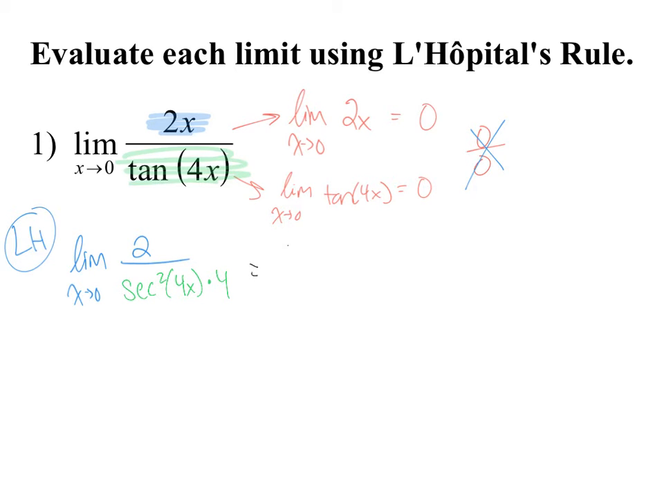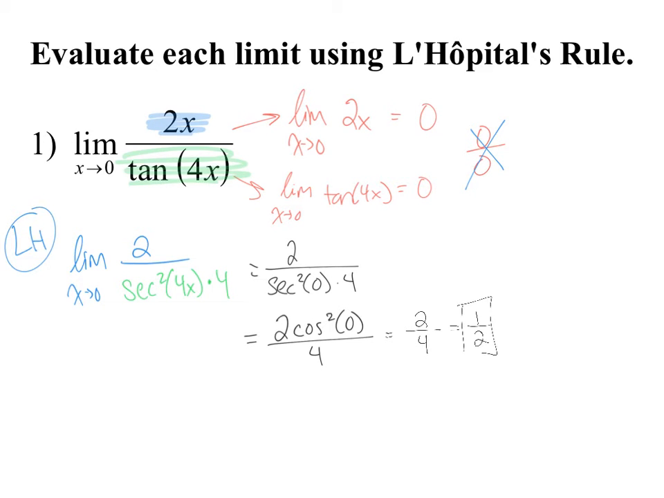So now we've got this new limit based on the derivatives, and if we were to plug in 0, we'll keep a 2 up top because there's no zeros, and we're going to have 4 times 0 inside of the secant. So now we need to think about, well, what is secant really? That's 1 over cosine, so I'm actually going to throw that up here and think to myself that the cosine at 0 is 1, so that means we've got 2 times 1, and 2 over 4 is 1/2.